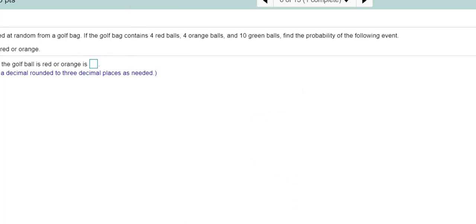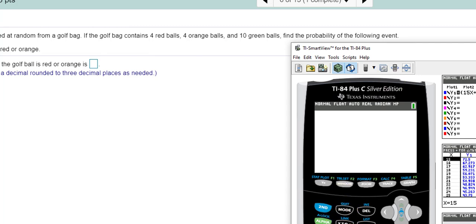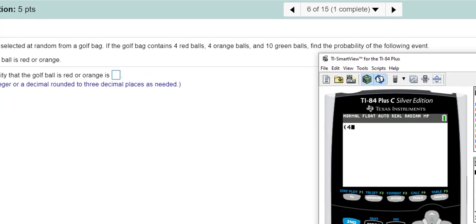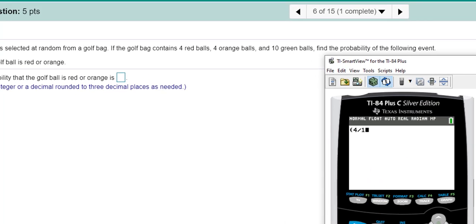So the probability that it's red would be 4 red out of 18, right? Why 18? Because 10 plus 4 plus 4 is 18 balls. So you have a 4 out of 18 chance at picking red, plus, because there's 4 orange balls, a 4 out of 18 chance of picking orange.